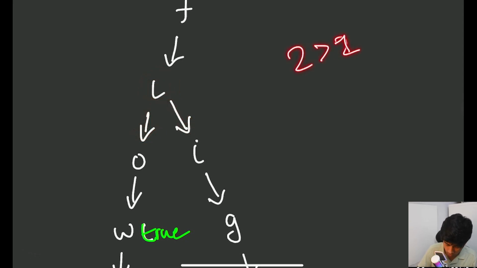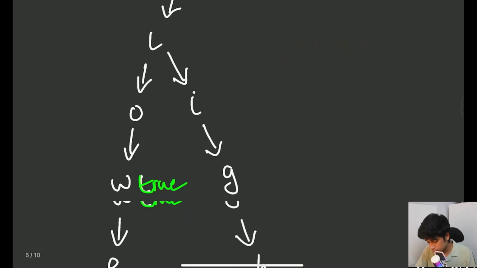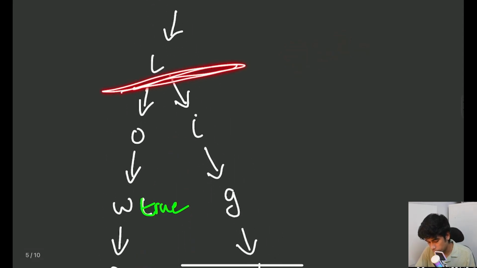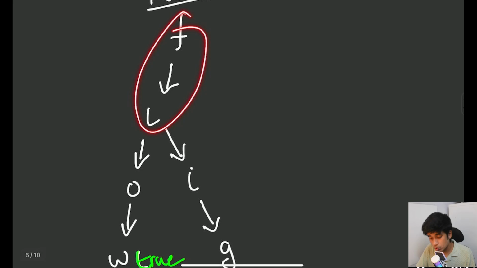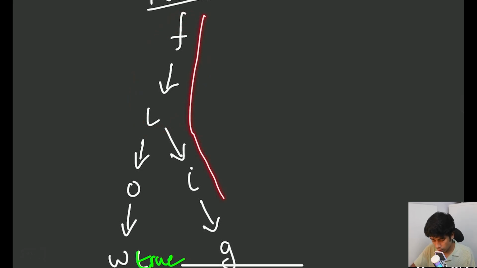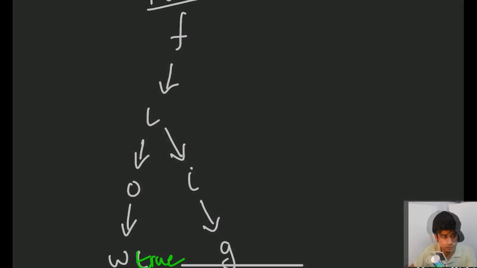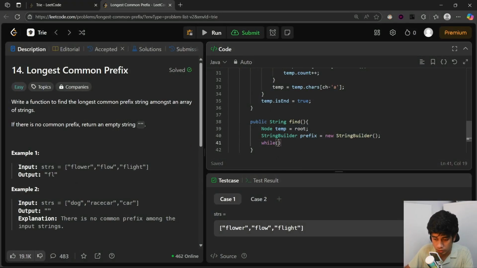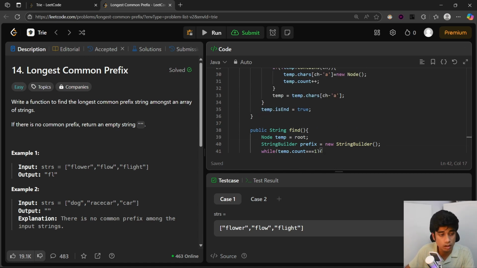So 2 is greater than 1, right? So this is when I want to end my loop and then return this. As we traverse our trie, we are going to build our prefix. So let's go back to that. So I'm going to check whether the count is equal to 1. While the count is always equal to 1, I'll keep traversing down.